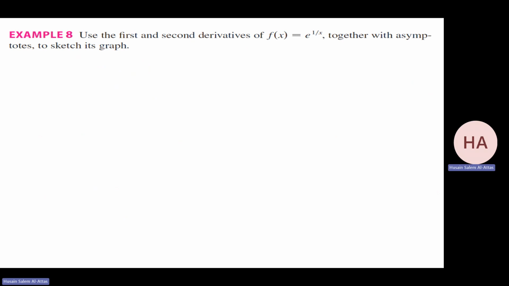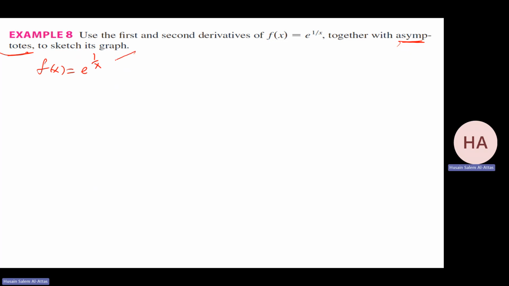Another function, e to the power 1 over x. The only things remaining here, the only things new, I have asymptotes here. I'll do the same, but now I need to add the asymptotes. You notice for f of x, e to the power 1 over x.